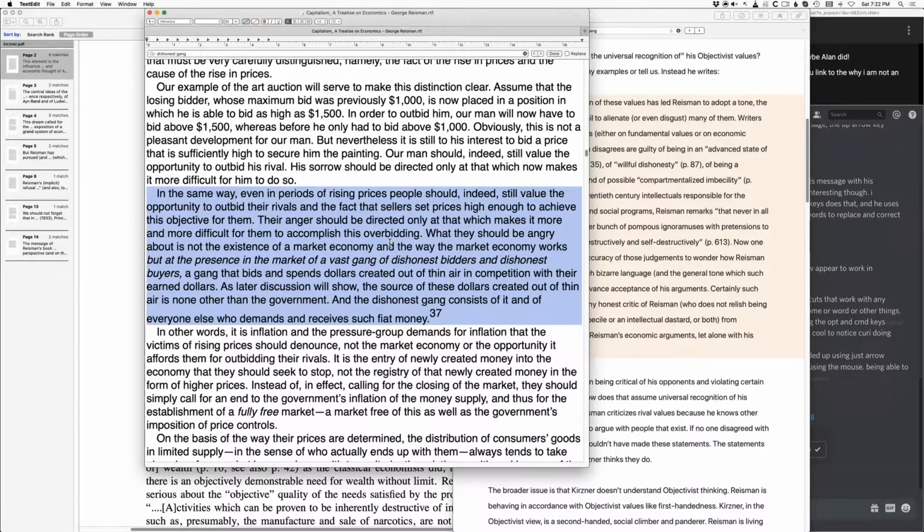And so the thing people should be mad about is not that the prices are too high, it's that the government is causing the prices to be higher by printing a bunch of money. In other words, it's inflation. Okay, so he's calling the government dishonest in regards to inflation.